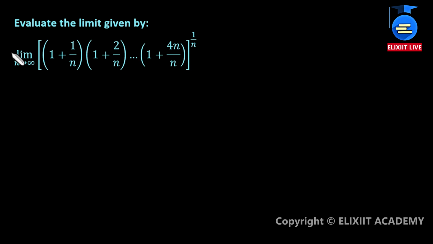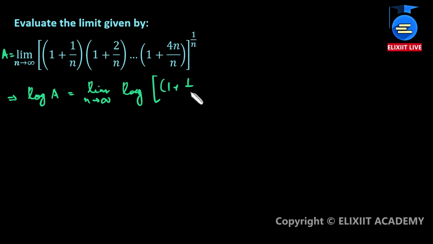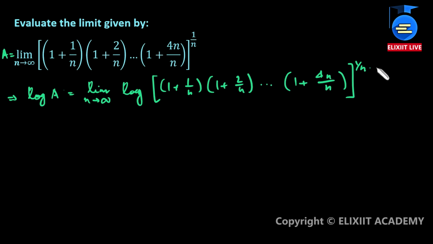So here what I do is I consider this limit to be A. I take log on both sides. You know, log of limit and limit of log are the same thing, so you can take this log. So log of A is equal to limit n tends to infinity, and you're taking log over here. So this is log of (1 plus 1 by n)(1 plus 2 by n) and so on up to (1 plus 4n by n), whole to the power 1 by n.